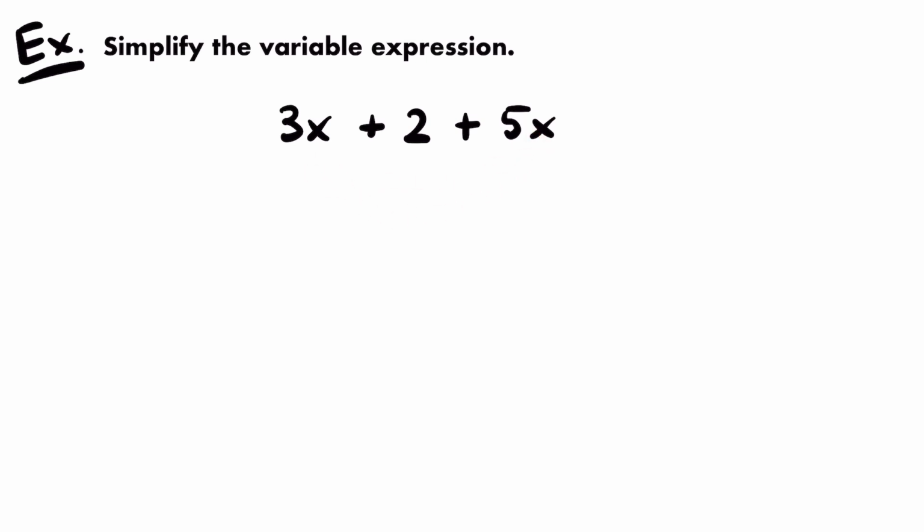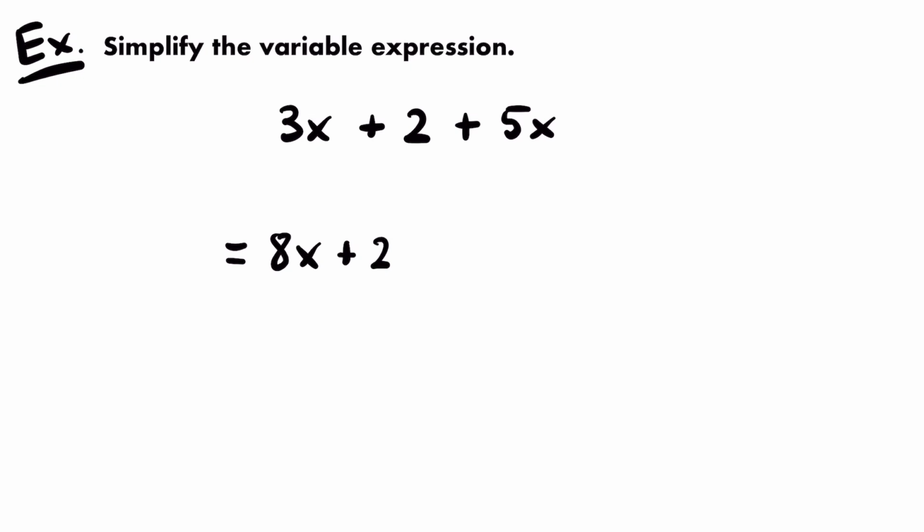Alright, since they have the same variable part, the way that we can simplify the variable expression is by adding their coefficients, or by adding the number in front of that variable. Okay, and we know that 3 plus 5 is 8, so we would say that this is equal to 8x plus 2. Okay, you add the coefficients, but then keep the same variable part. Don't forget about that x. It still stays with the result of combining those two like terms.